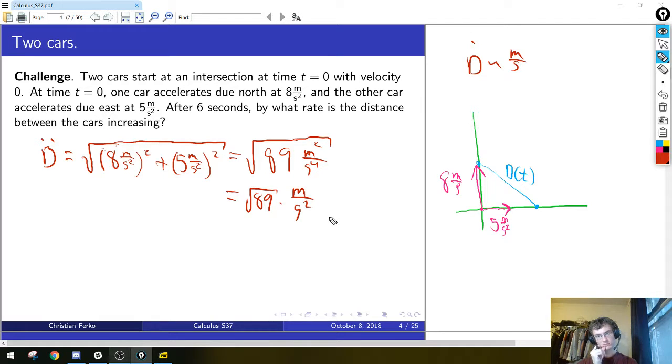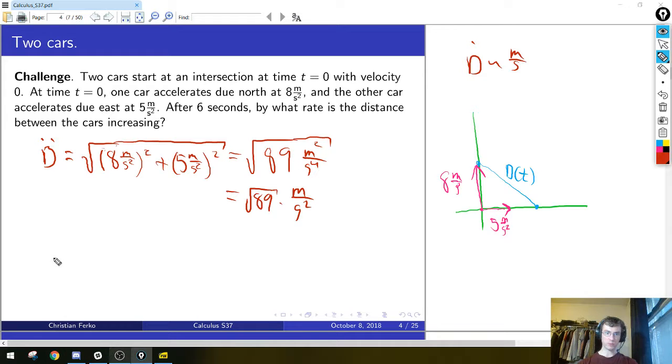Okay, so I want to pause and ask whether we think this is true, because this is using the Pythagorean theorem, which is a statement about distances, right? So this is an acceleration, which is not a distance. So I want to do a sanity check just to convince ourselves. Is it actually true that d double dot is going to be root 89 meters per second squared? Because it's not totally clear to me that we can apply square roots to accelerations like this.